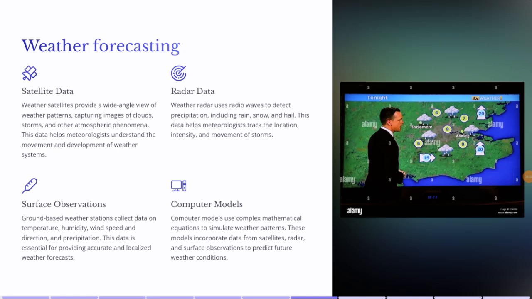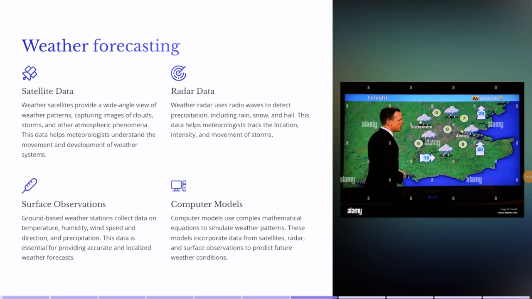Radar data. Weather radar uses radio waves to detect precipitation, including rain, snow, and hail. This data helps meteorologists track the location, intensity, and movement of storms. Surface observations. Ground-based weather stations collect data on temperature, humidity, wind speed and direction, and precipitation. This data is essential for providing accurate and localized weather forecasts.